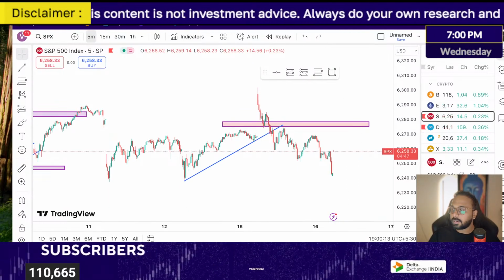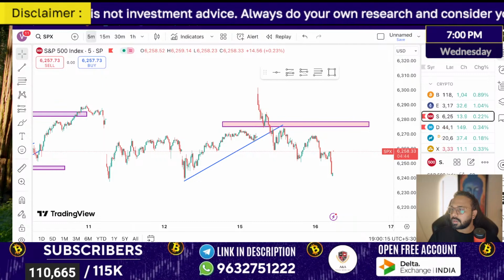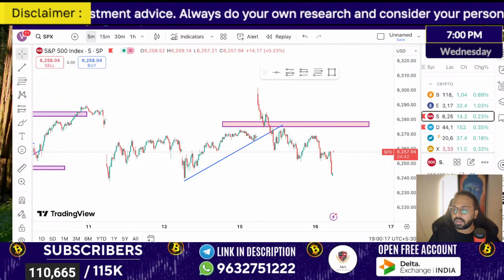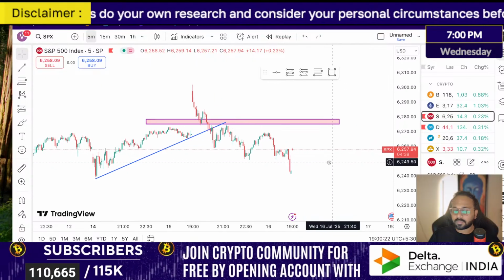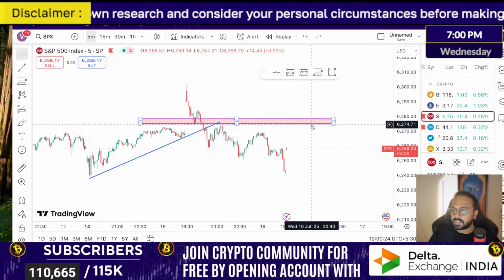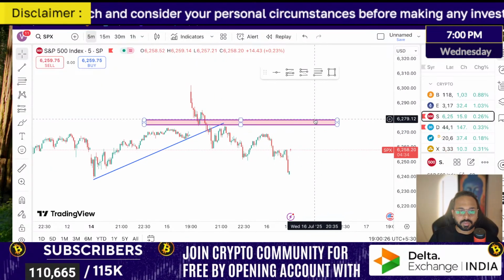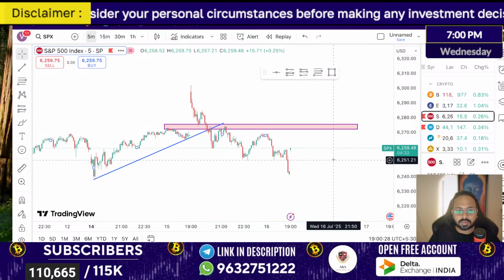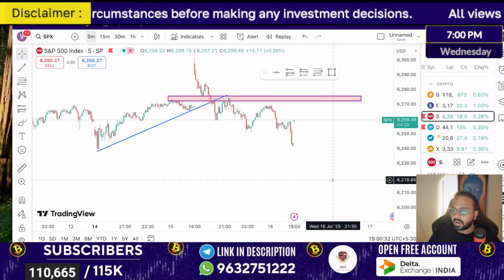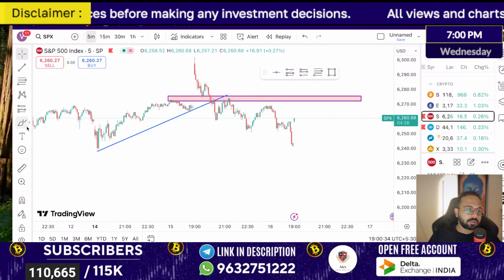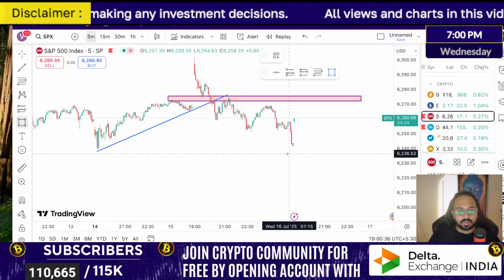S&P 500 has opened with a slight gap up area. This previous resistance only we will consider, a little lower than that, as a resistance, and supporting zone can be around this zone.